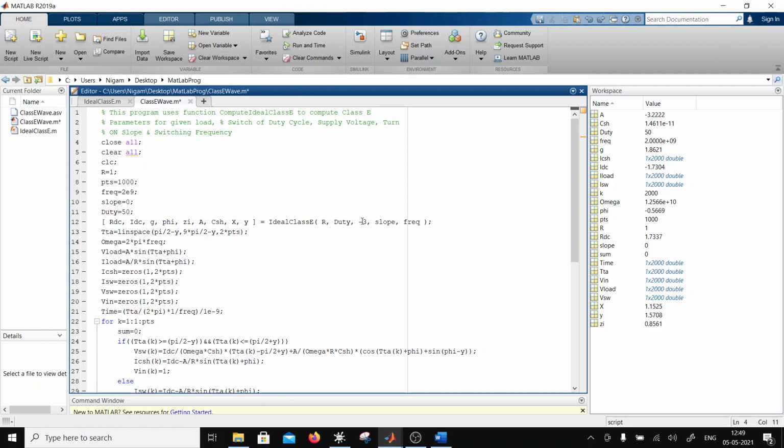Our duty cycle slope. Okay, so there is a mistake here. Let's put here 1. This is VDD, and the slope is over here, and the slope value is 0 here. Okay, so let's plot this again. Save it and run it.